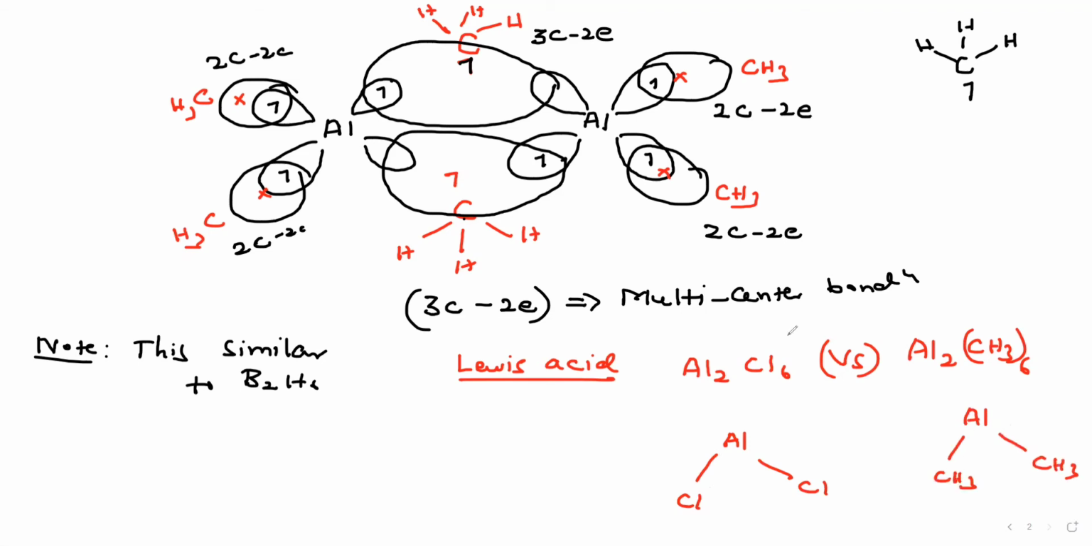What will happen? We discussed till now. Now continue. This contains 2 electrons, 2 electrons. This is 2 electrons. This is 1 electron, 1 electron. Right. Therefore, this is the 3 center 4 electron bond. This is the 3 center 2 electron bond.